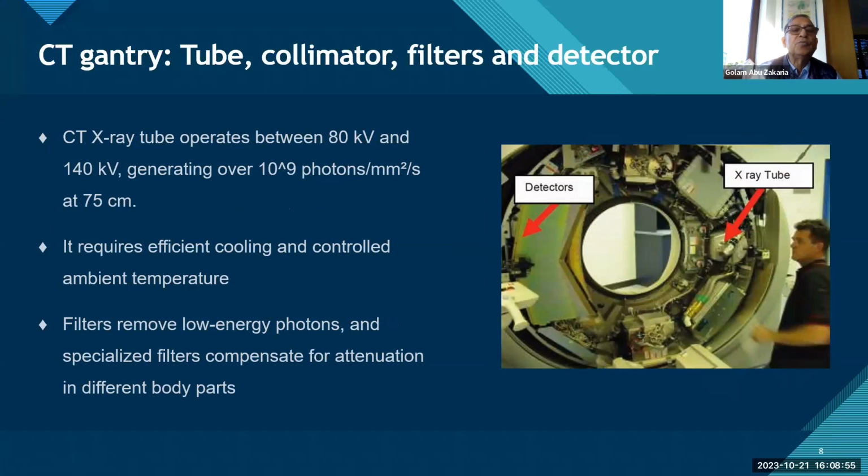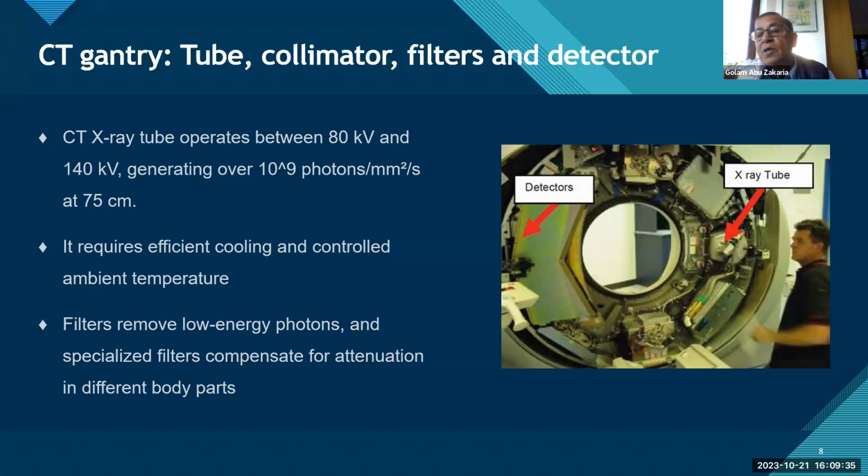You see here, the CT tube operates between 80 kV and 140 kV according to the examination, whether of the pelvis, the breast or some other place of the body. A huge number of photons is produced. It requires efficient cooling and control of ambient temperature. This is also very important. Filters remove low energy photons, and specialized filters compensate for attenuation in different body parts. This is also possible here.